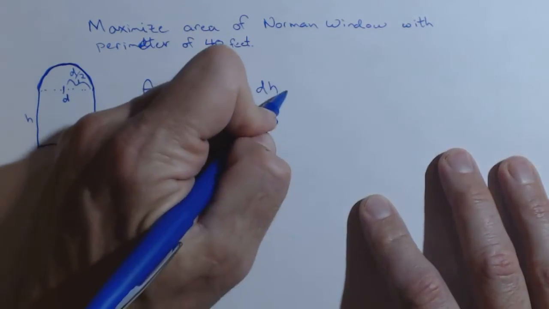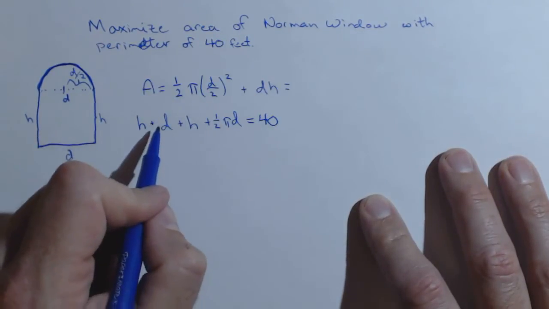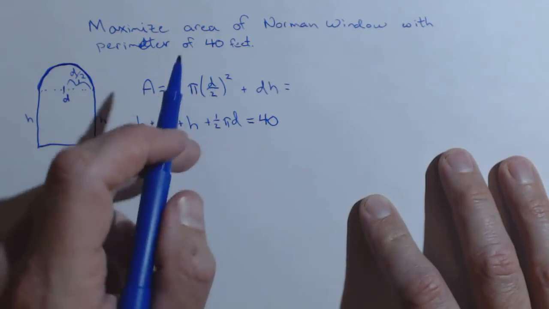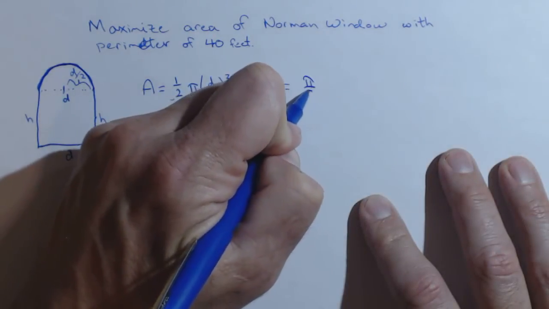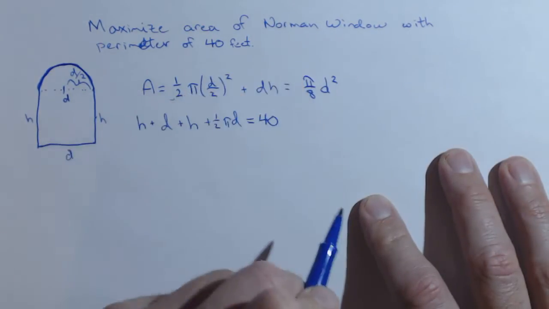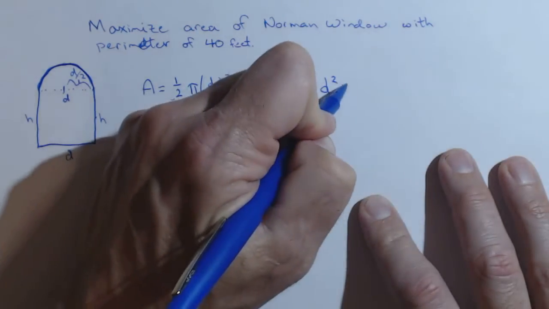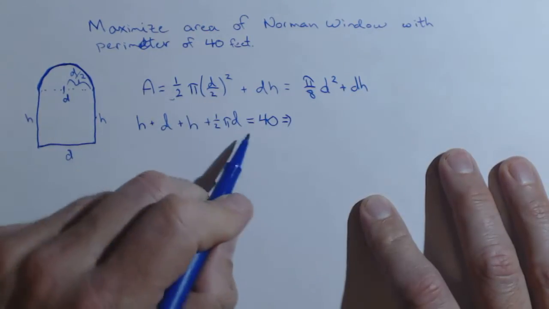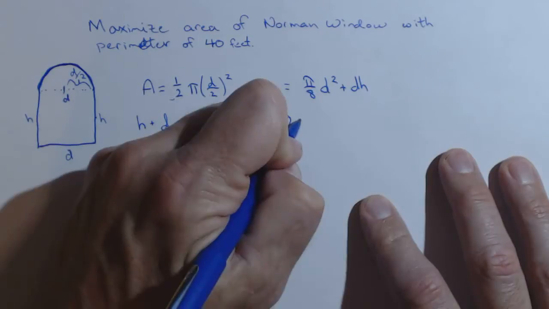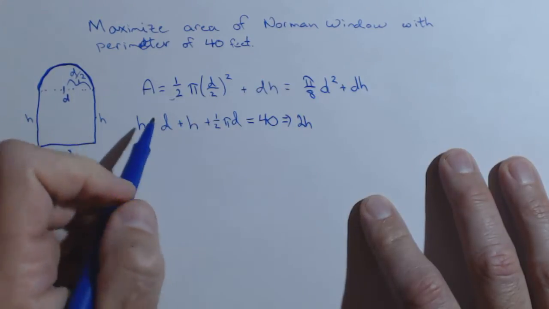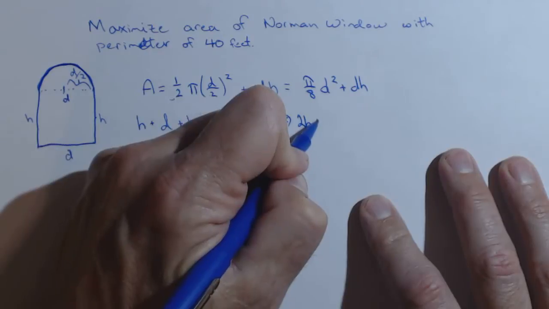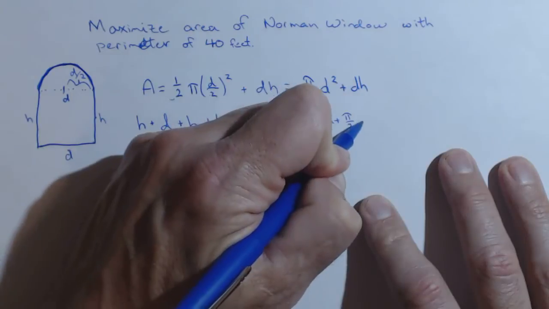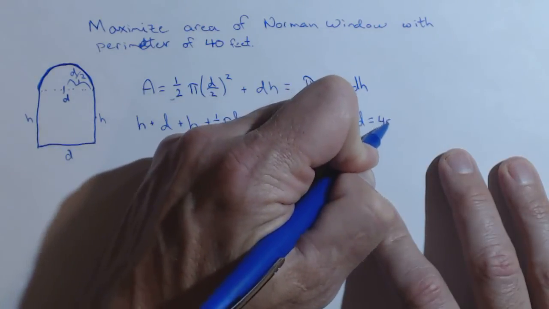So let's simplify both what we got, our function and our constraint. So D over 2 squared is D squared over 4, and then we got times a half there. So this is going to become pi over 8 times D squared plus D times H. Now, our equation for perimeter, we have a couple of H's in there, so we have 2H plus D plus pi over 2 D equals 40.